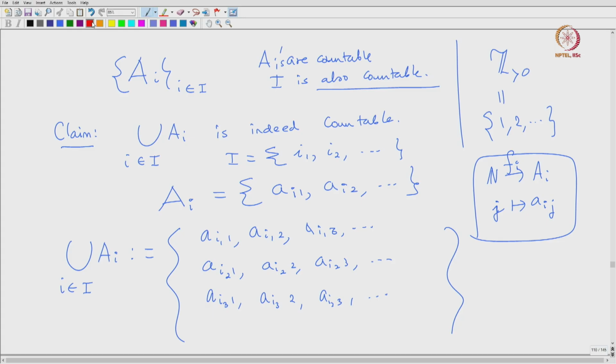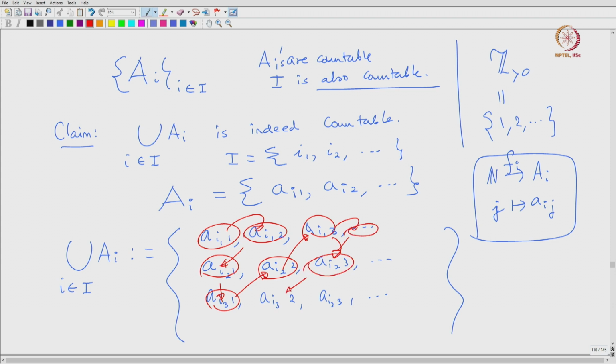Now you can see that the same diagonalization technique that we used can be used to count this. You can go via the diagonal, and then you can go like this. That tells you which element should be the first element, which should be second, third, and then fourth, fifth, sixth, seventh, eighth, and so on. So, it defines a map from N to the union of AI, I in I, and it is a surjective map that tells you that the countable union of countable sets must be countable.